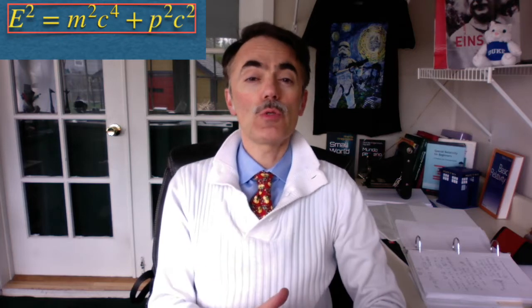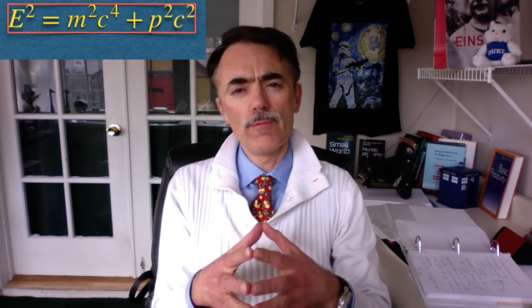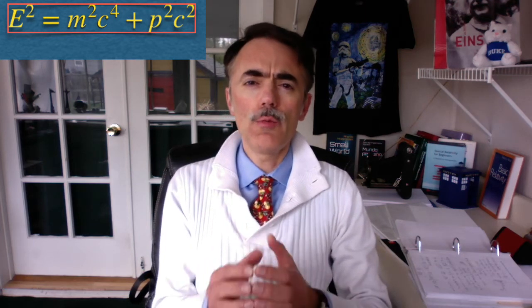Hello, let's recover the important results of the relationship between energy, momentum, and mass. E squared is equal to m squared c to the fourth plus c squared p squared. This is a general equation valid for all particles. It relates the total energy with the momentum of the particle and the rest energy mc squared.